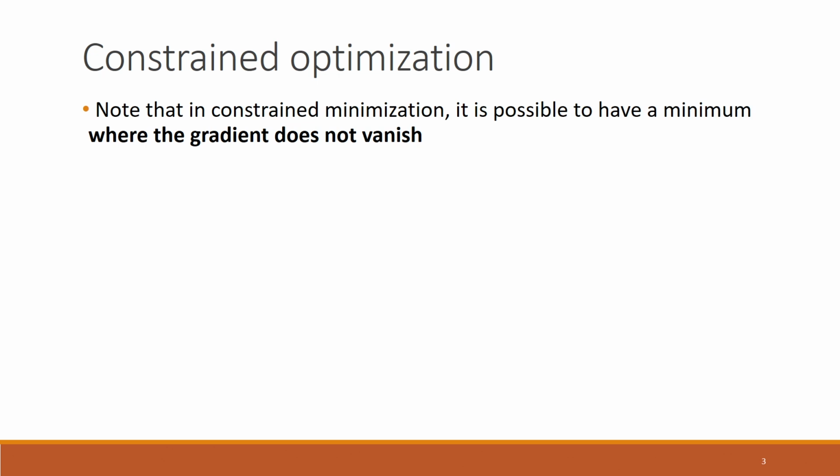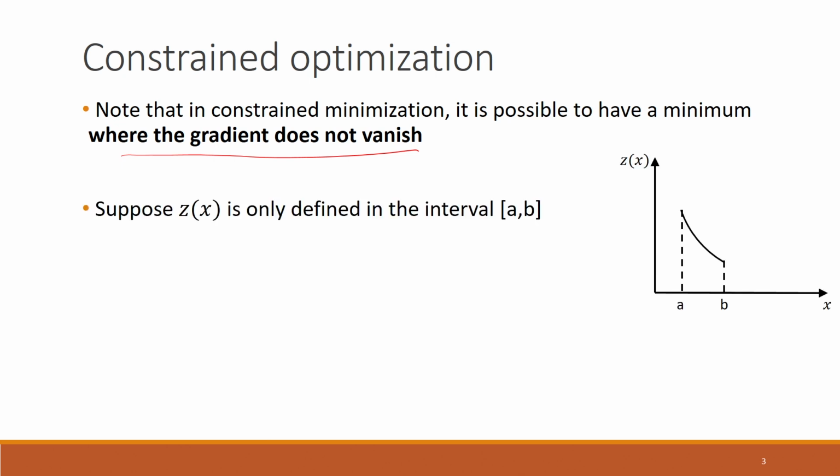So, note that in constrained optimization, it is possible to have an optimum where the gradient does not vanish. So, without loss of generality, suppose the optimization problem is a minimization problem. So, we can have a minimum where the gradient does not vanish. This is different from the case of unconstrained optimization, where the necessary condition for a minimum to exist at a point x star is that the derivative at that point should be equal to 0. This we had seen in the last lecture, but this need not hold true when we have constrained optimization. So, let us look through this with an example.